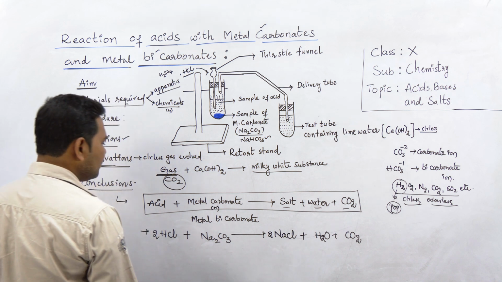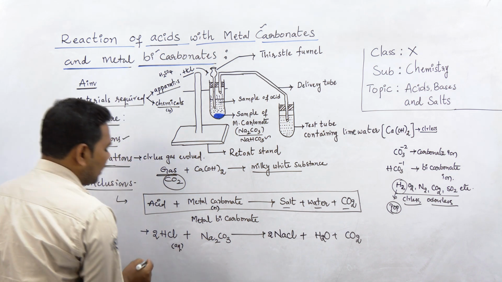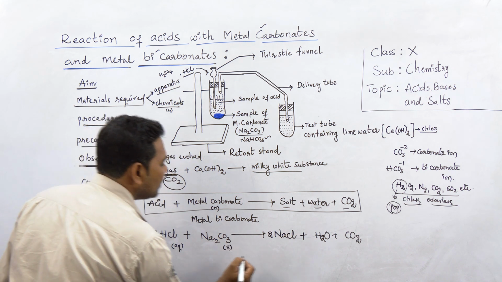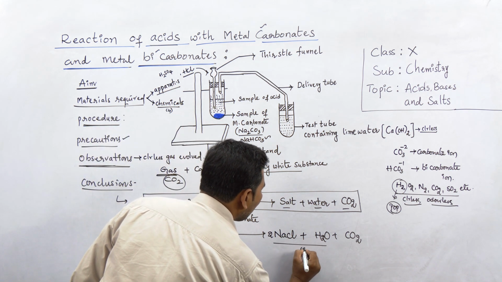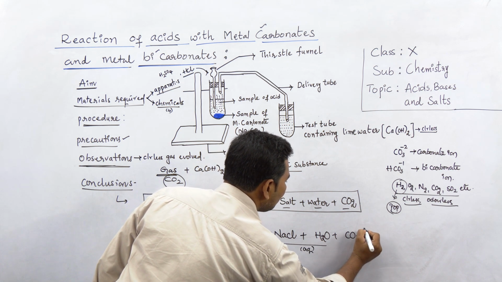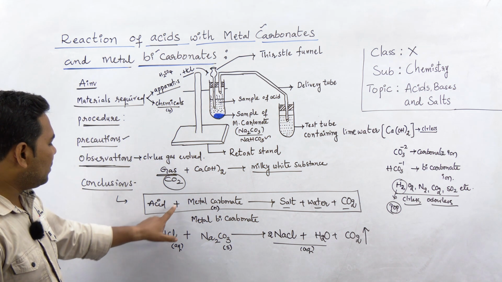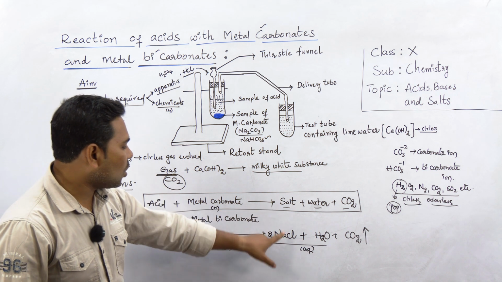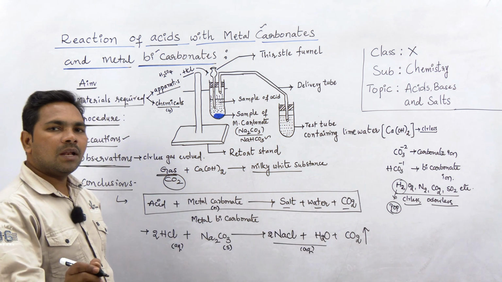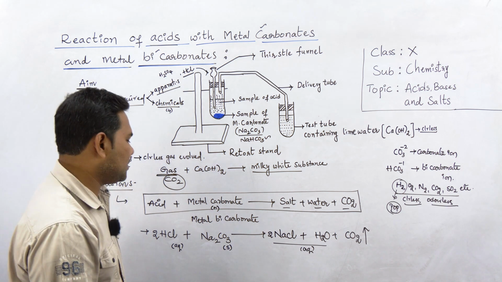Now we can write the physical states. Acid solution is an aqueous solution, and the metal carbonate, sodium carbonate, is a solid one. NaCl and water form aqueous solutions, right? And CO2 is a gas. So gases are represented by an upward arrow mark. Okay, now same way, acid plus metal carbonate gives rise to salt plus water plus CO2, balanced chemical equation. Remember, whenever you write a chemical equation, make sure the equation is balanced.